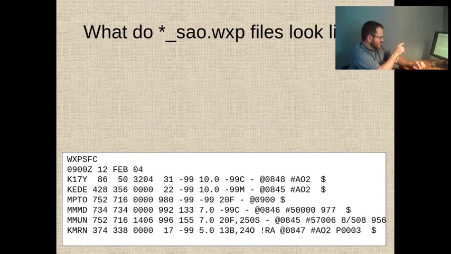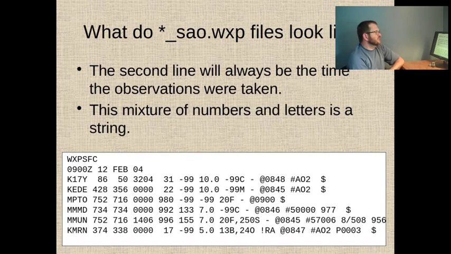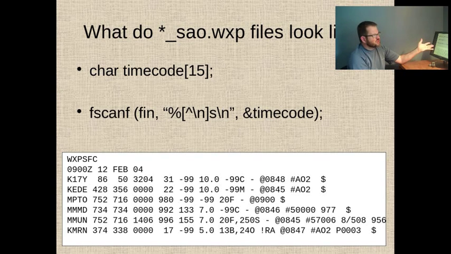The top of the file has a couple of things in there. The first line says WXP SFC. It just tells it that it's in the WXP surface file format. You're going to get past that line using the skip to end of line function that I'll be showing you. The second line will always be the time that the observations were taken. This version of the file that I used when I made my PowerPoint was from 2004 of all things. It's a mixture of characters and so on to make the date string. Just use this code that I'm providing here. Give yourself a variable called timecode that's a string, and then use fscanf to read in. Just take literally these strings. This is a very sneaky thing in C. You're never going to use that again.